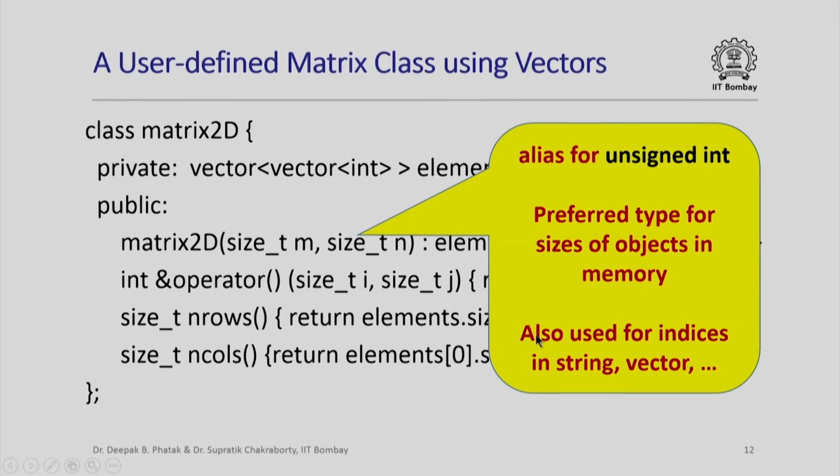size_t is also the preferred type for indices when you are trying to refer to individual elements of a string or a vector or other data types.